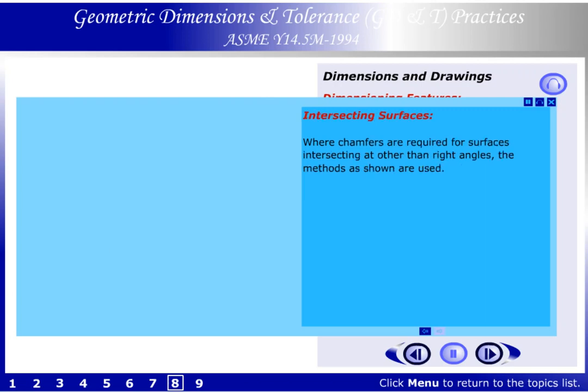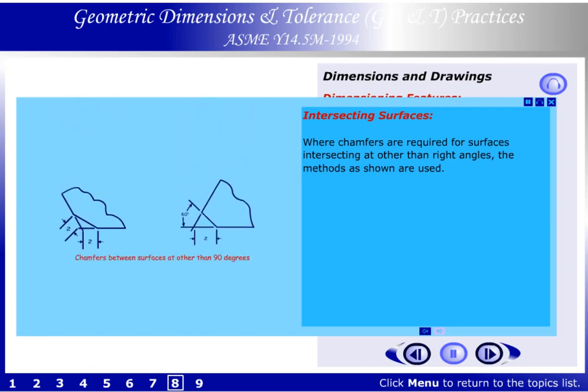Intersecting surfaces. Where chamfers are required for surfaces intersecting at other than right angles, the methods as shown are used.